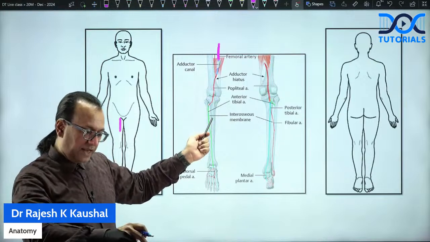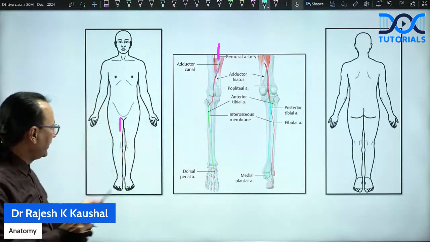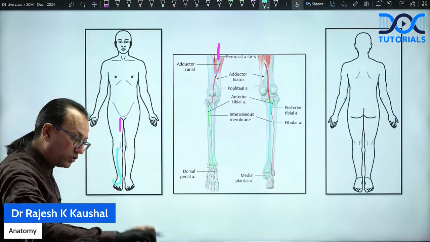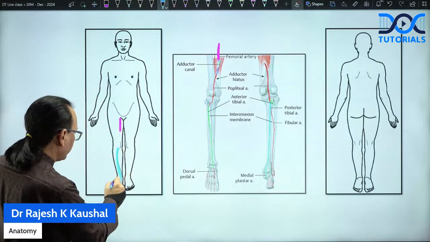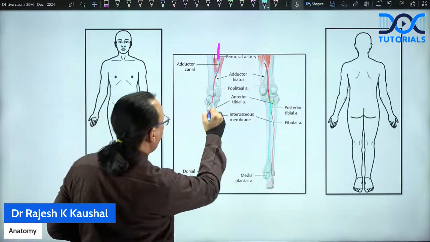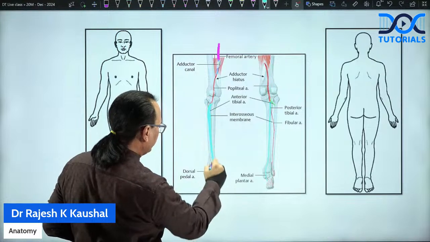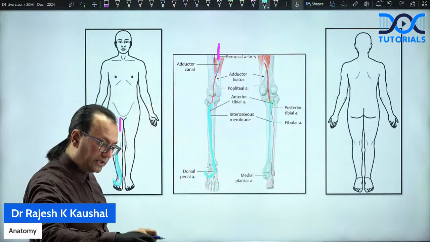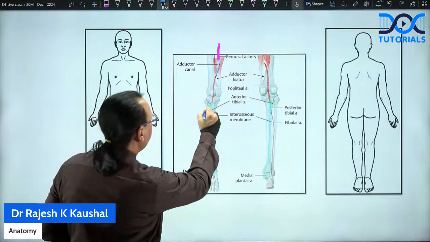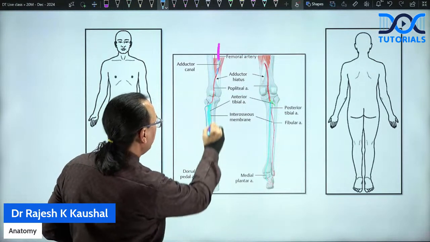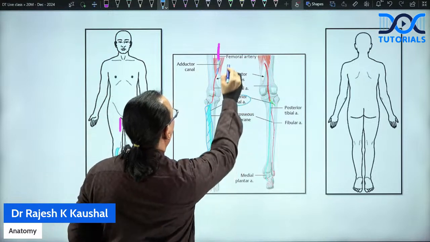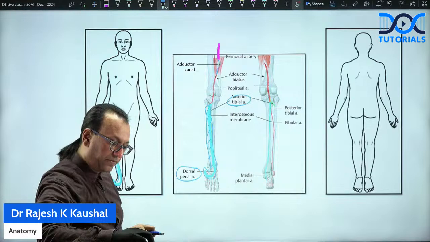But then again, you can see one artery which is coming anterior, and that will be anterior tibial artery becoming dorsalis pedis artery. So that will be anterior tibial artery becoming dorsalis pedis artery, and that thing can be shown here now. This will be anterior tibial artery becoming dorsalis pedis artery. So here you see this is the anterior tibial artery becoming dorsalis pedis artery. This is dorsalis pedis, that is anterior tibial, and that was the femoral artery from the front view.